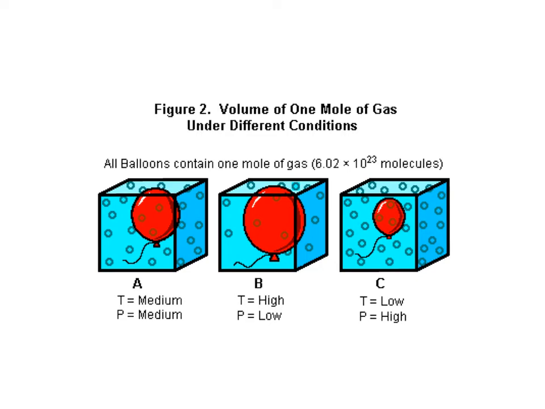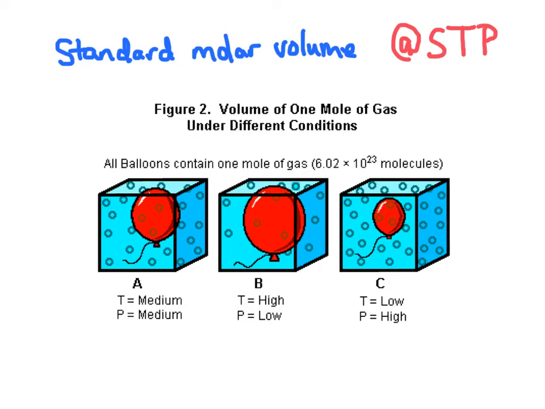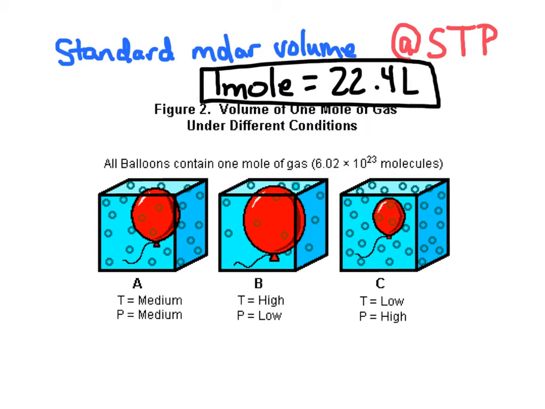So what we have is something called standard molar volume. Standard molar volume happens at STP, at standard temperature and pressure. No matter what gas you have, if you have 1 mole of a gas at standard temperature and pressure, 1 mole is going to occupy 22.4 liters. That is standard molar volume of a gas at standard temperature and pressure. That's very important because that helps us out later on.